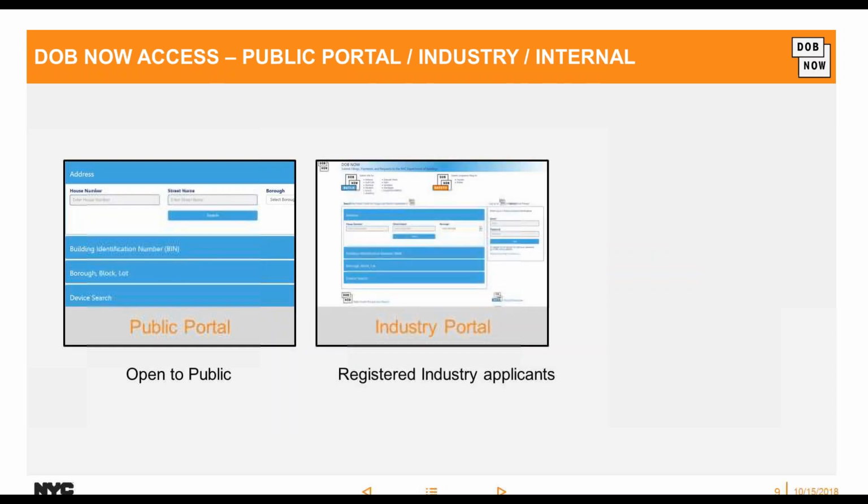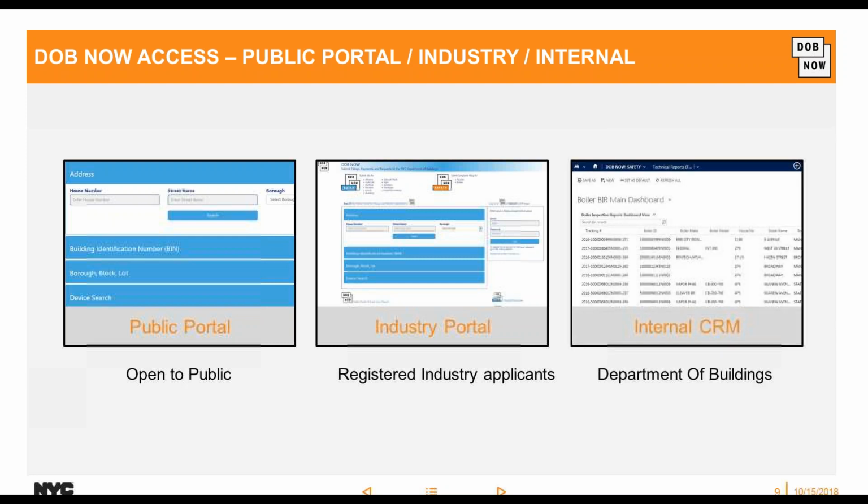We have the public portal, which is open to the public. Anyone can access the portal. For the industry portal, you must have an email and password. The internal DOB portal is for DOB staff. Once you've completed your filing, it moves over to the DOB staff for them to review.